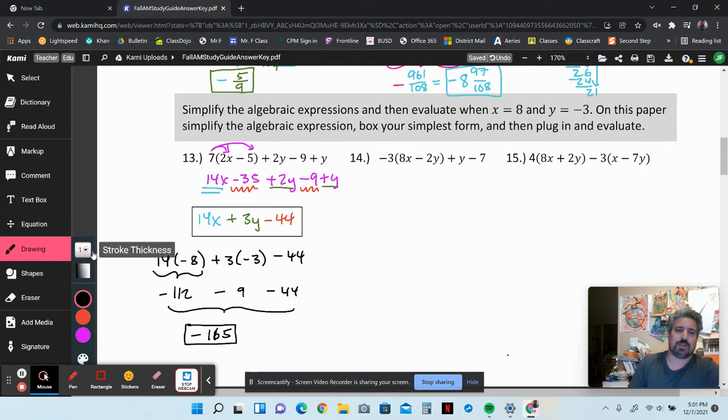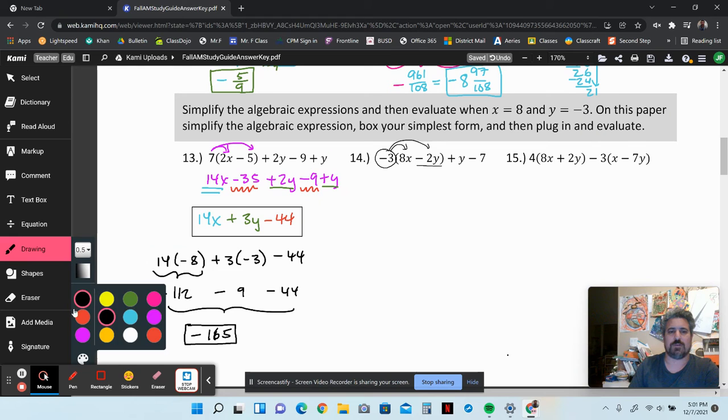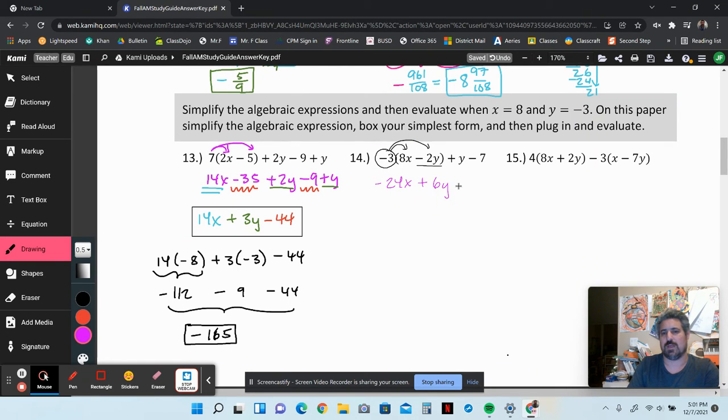This time you are distributing a negative through the parentheses. Make sure you distribute first, then combine like terms. So in this case, you're distributing this negative 3 through the parentheses. Make sure you multiply through all the terms inside, including their signs. So what you're going to end up with after you do your distribution is this. Negative 3 times 8x is negative 24x. Negative 3 times negative 2y is positive 6y. Then you've got plus y and then minus 7 that come along for the ride.